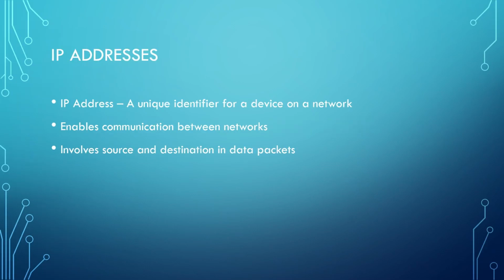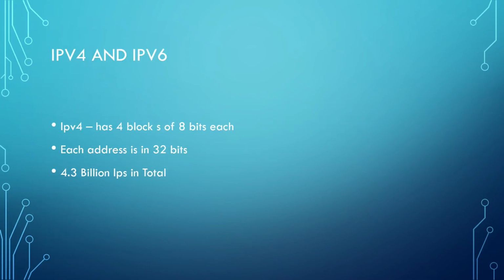One key thing to remember is that every device on the network, no matter what it may be these days, whether it be a computer or a smart toilet, has an IP address. You have Internet Protocol version 4 and Internet Protocol version 6. IPv4, as it's more well known, has 4 blocks of 8 bits each in the IP address. Each address is 32 bits, and there are 4.3 billion IPs in total.